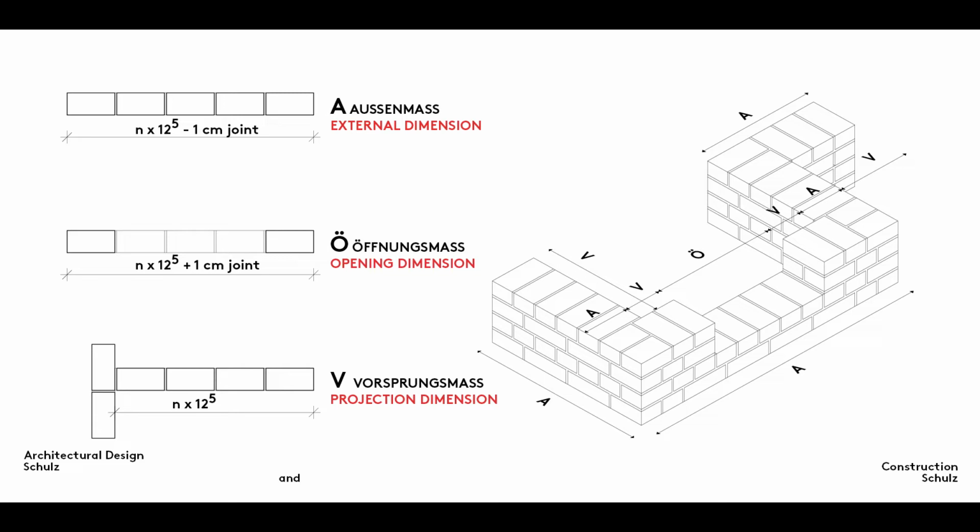length of projecting walls. The logic of the relationship between modular dimensions and working dimensions, that is to say the addition or subtraction of joint width, means that an external dimension is always equal to the modular dimension less one joint width. An opening dimension is always calculated by adding the width of a joint, while a projection dimension is the same as the modular size.